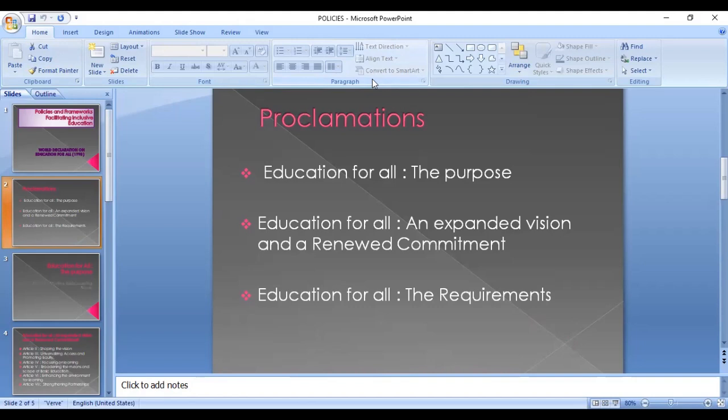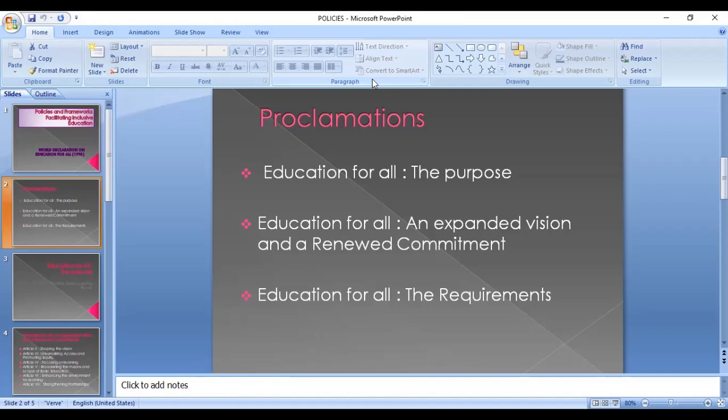Can you see the slide, ma? Can you Yes, ma'am. see? Can you see this proclamations? Yes, ma'am. Then this is an expanded vision and a renewed commitment.